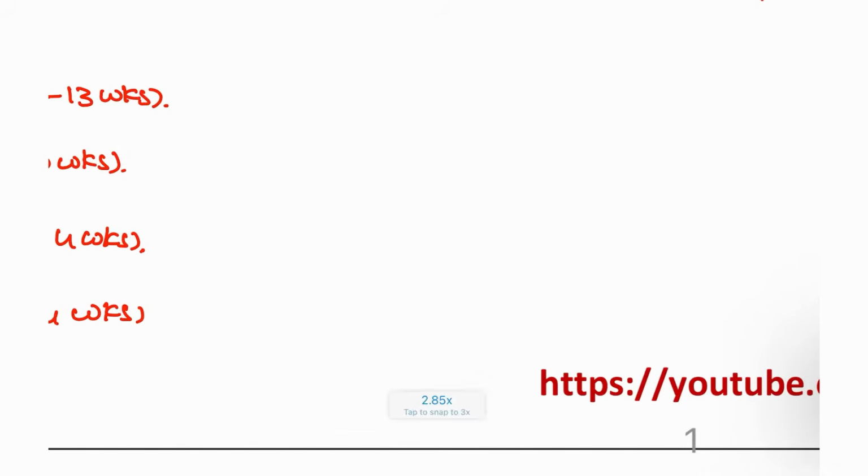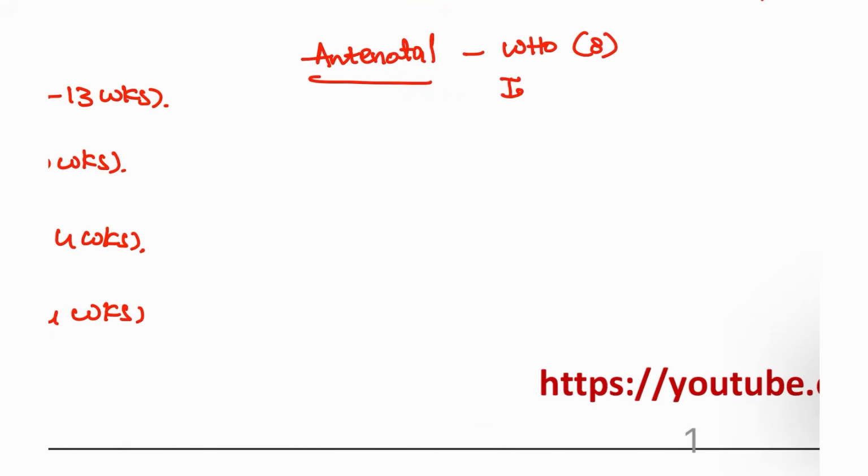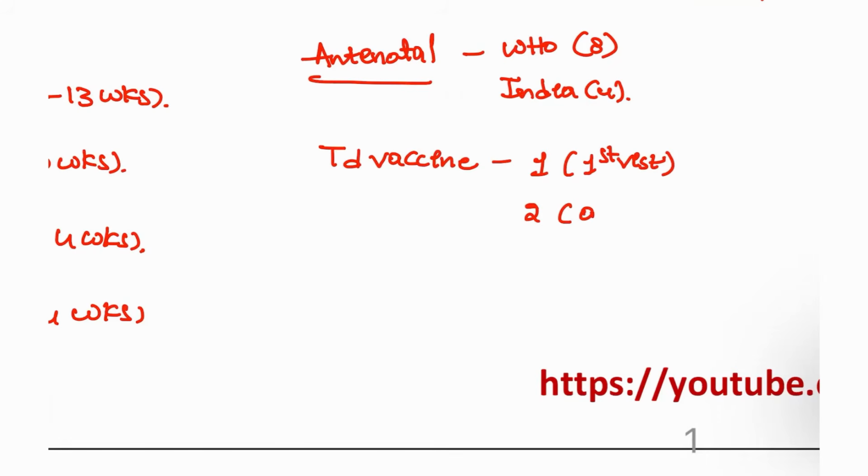Next, coming to antenatal visits, how many should there be? According to the WHO it is 8, and according to India it is 4. These are the mandatory visits for antenatal care. Next, they have to take the TT or TD vaccine. How is the TD vaccine given? It is given to all pregnant women in 3 doses. The first dose is given at the first visit, and the second dose is given 4 weeks after the first dose.